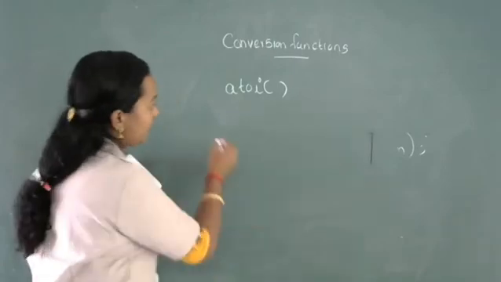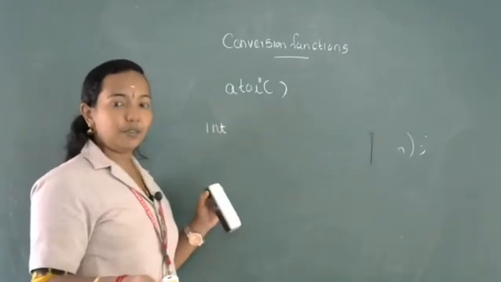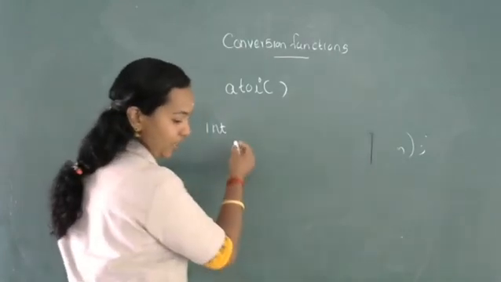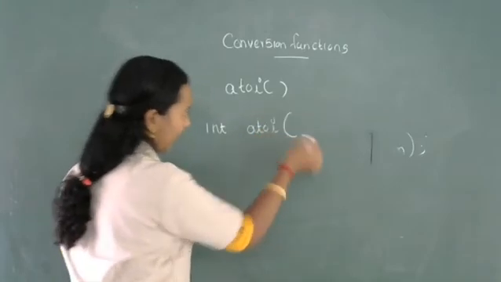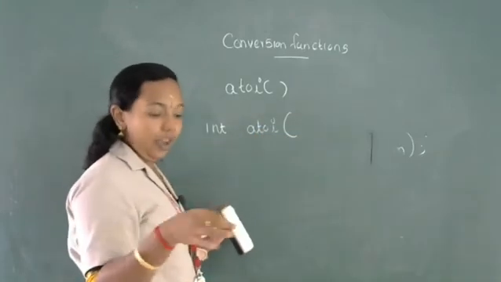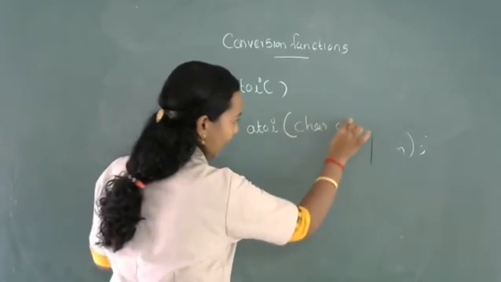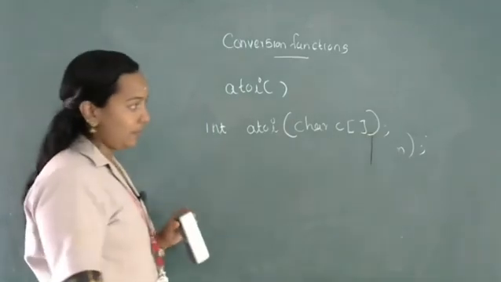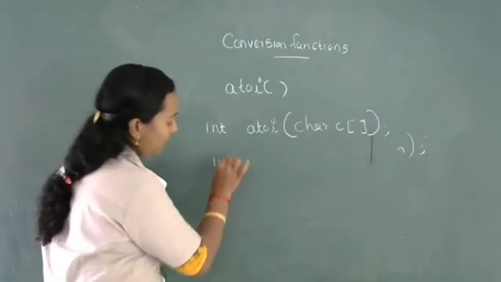So the general syntax is int. If you are converting alphabet into integer, the return type will be integer. So int A to I, then we are converting alphabet, so it will be represented in character array format. Char. Okay. So this is the general syntax. So we can write one example.